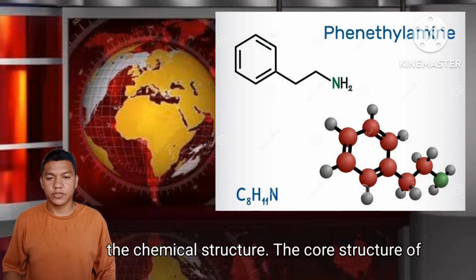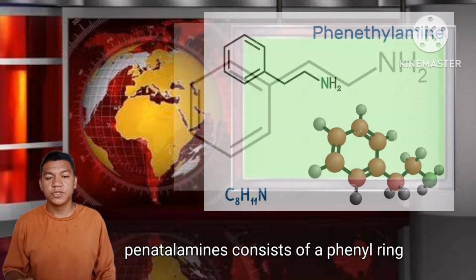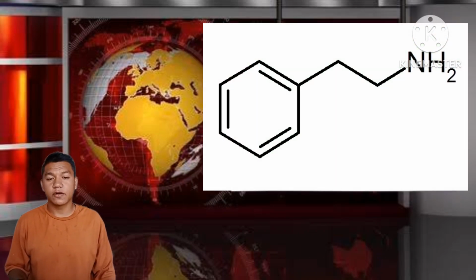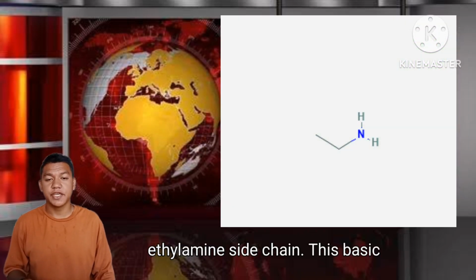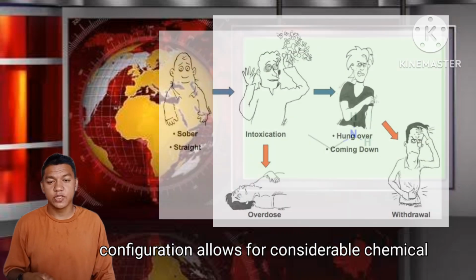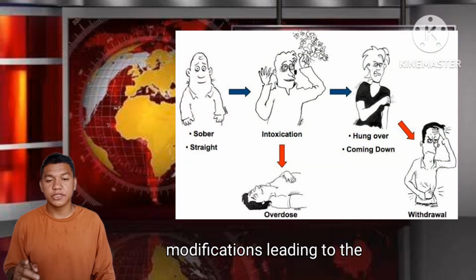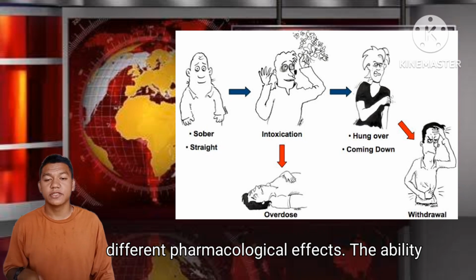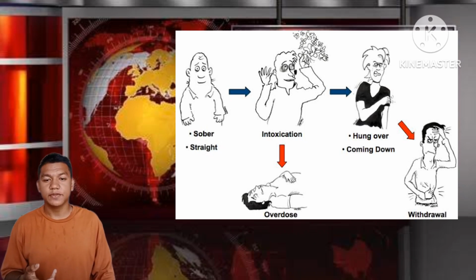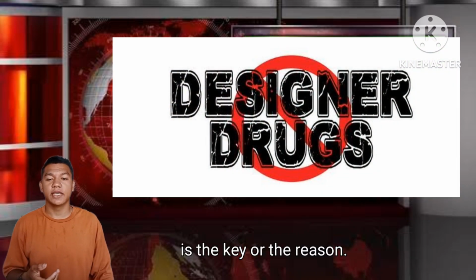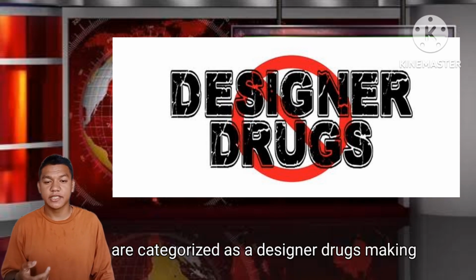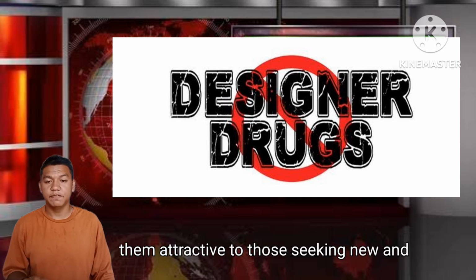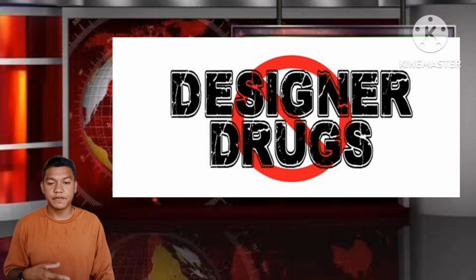The chemical structure. The core structure of phenethylamines consists of a phenyl ring, or a 6-carbon atomic ring, attached to an ethylamine side chain. This basic configuration allows for considerable chemical modifications, leading to different pharmacological effects. The ability to easily alter their structure is the reason phenethylamines are categorized as designer drugs, making them attractive to those seeking new and diverse psychoactive experiences.